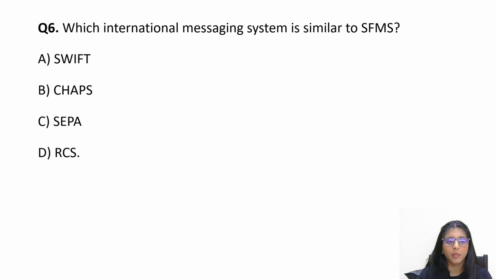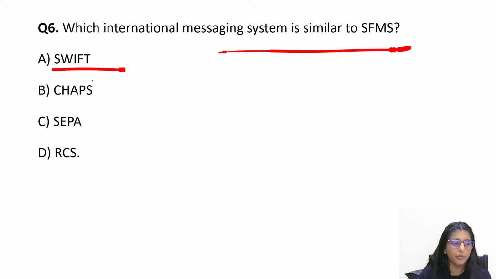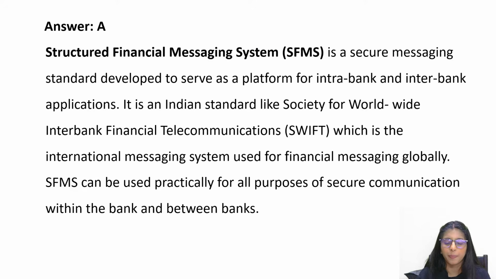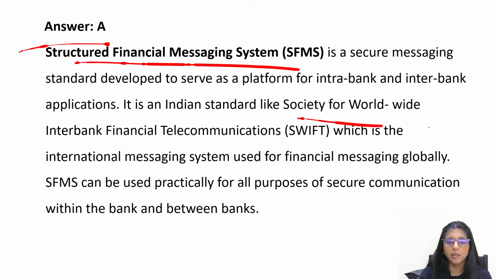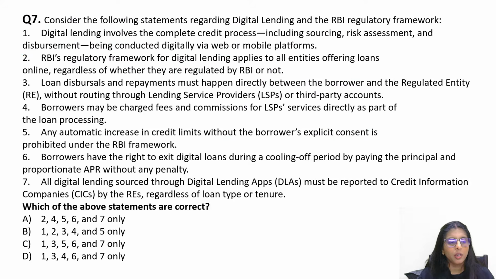Consider the following statements regarding digital lending and the RBI regulatory framework. Digital lending involves the complete credit process, including sourcing, assessment, and disbursement, being conducted digitally via web or mobile platform. Yes, correct. The RBI regulatory framework for digital lending applies to all entities offering loans online, regardless of whether they are regulated by RBI or not. It's incorrect. The RBI framework primarily applies to regulated entities and their LSPs.